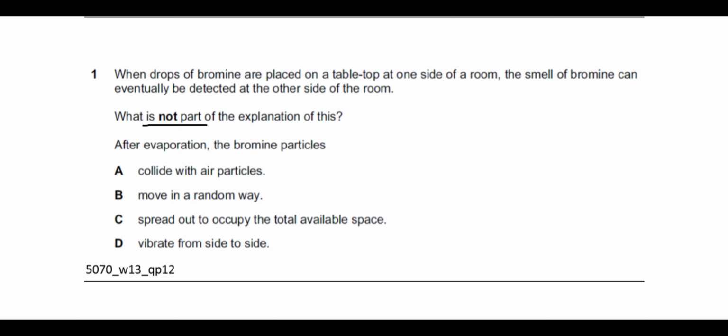It is definitely correct, because in diffusion, the particles do move randomly and do collide and spread out to occupy all the available space. And Delta says they vibrate from side to side.